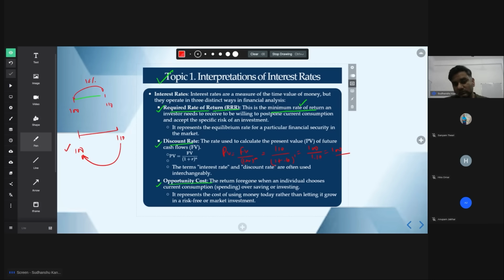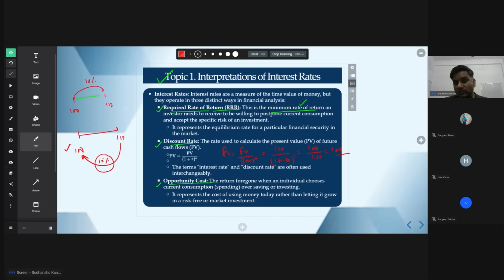The terms interest rate and discount rate are often used interchangeably because they both describe the price of time. Interest rate is what you earn when you are lending or investing. Discount rate is what you apply when you are trying to value the future cash flow, which I did just now, and you get the answer of 10%.